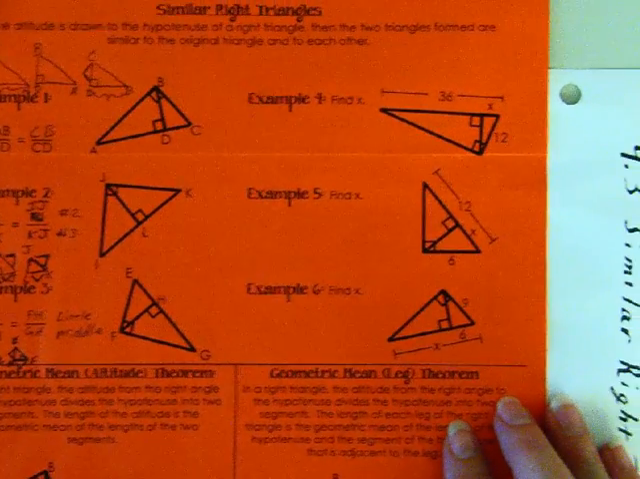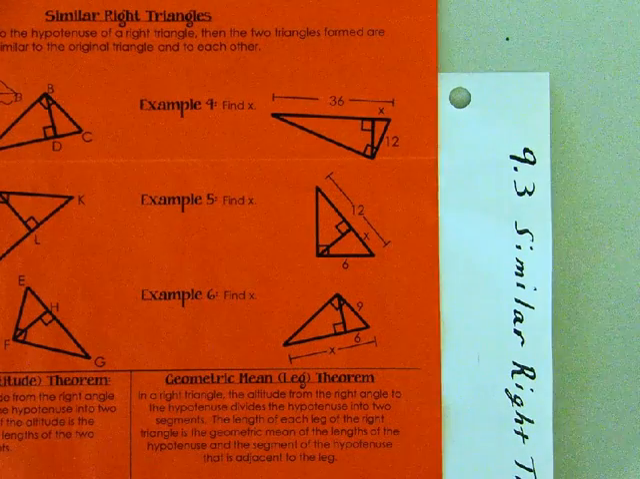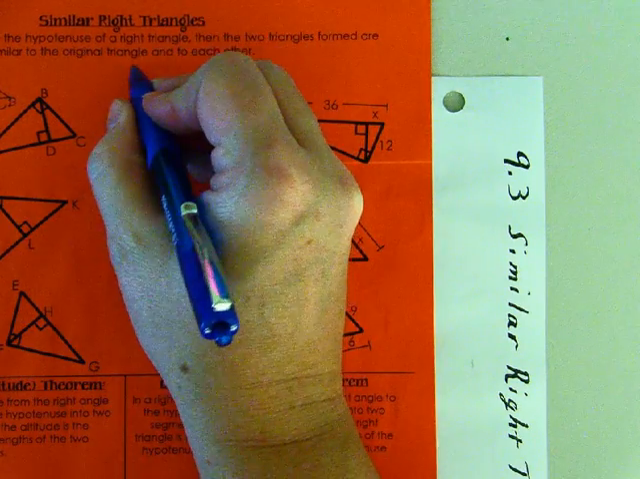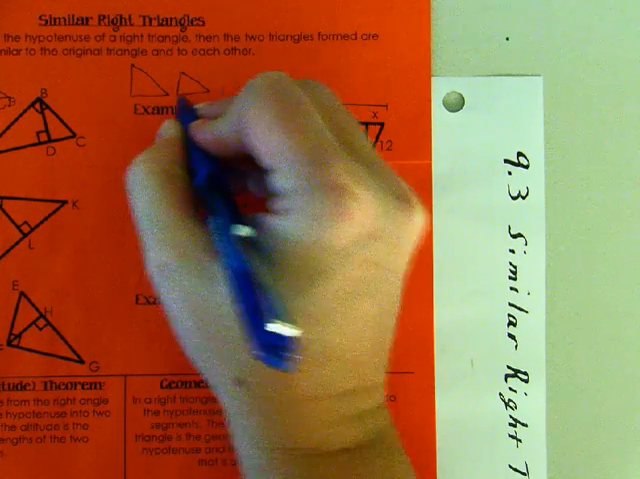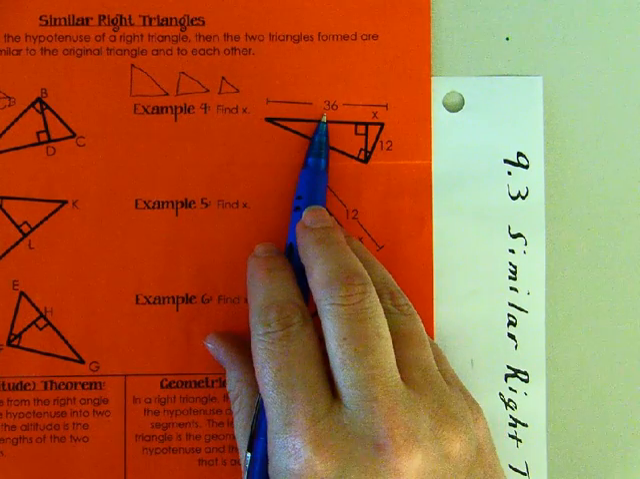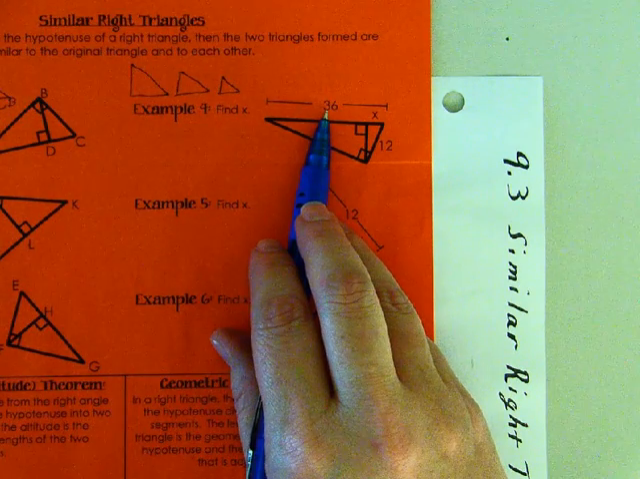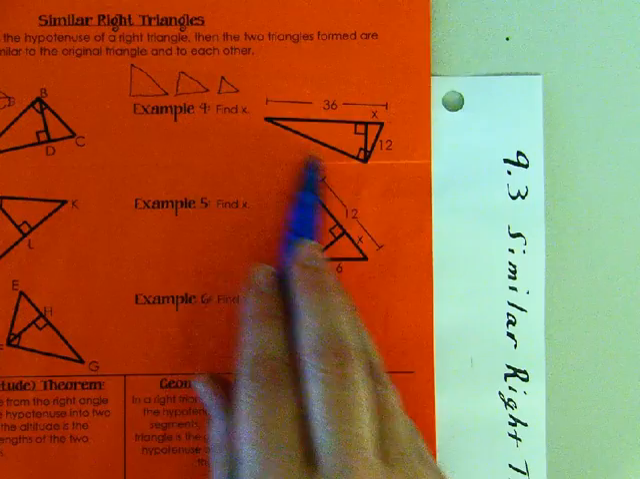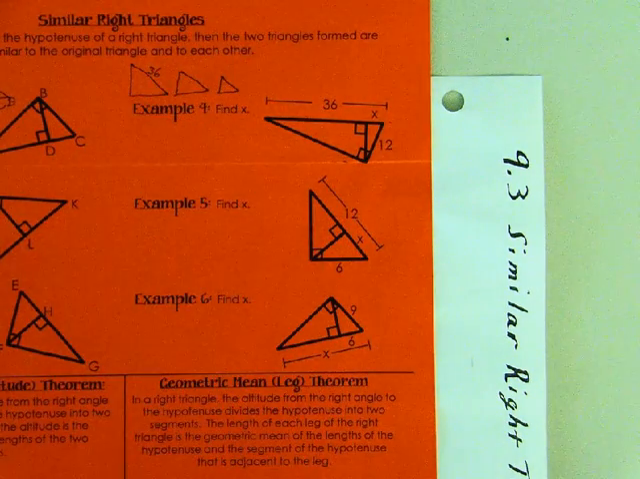Now we're going to add in some numbers. So looking here at number 4, I'm going to do the same thing. I want 3 triangles to start with so that it's easier for me to identify corresponding pieces. So I'm going to say 36 is my first piece. The 36 corresponds with what piece on what triangle? Well, it's the hypotenuse of my big triangle. So I'm going to put the 36 as the hypotenuse on my big triangle.